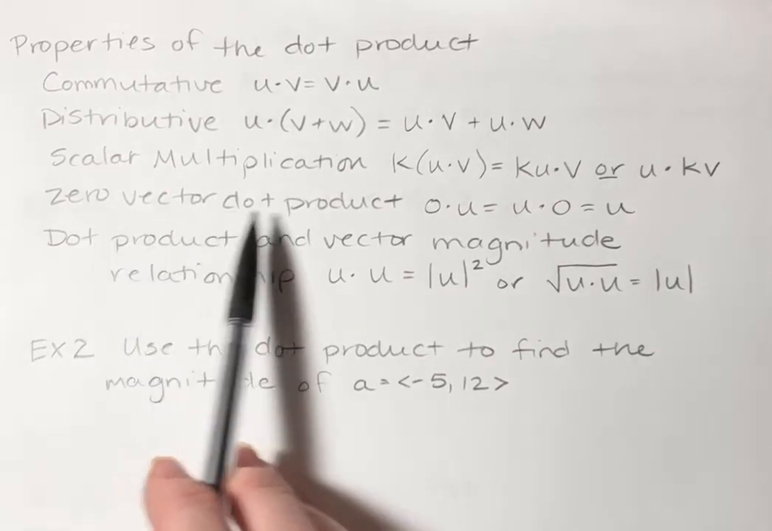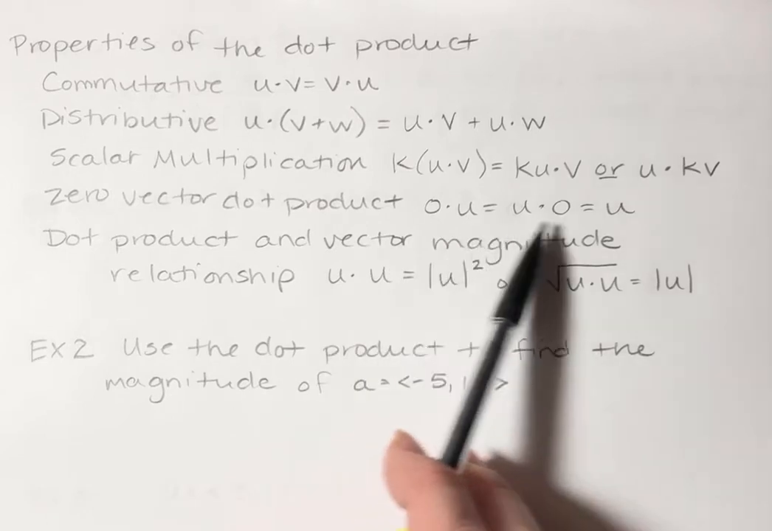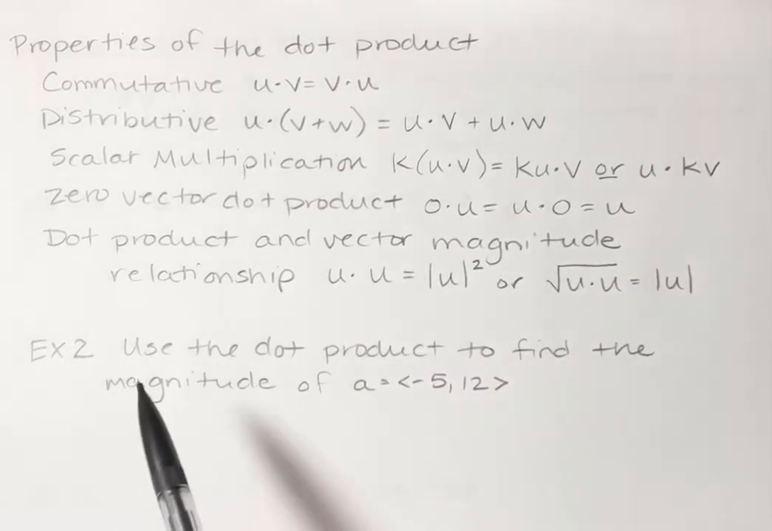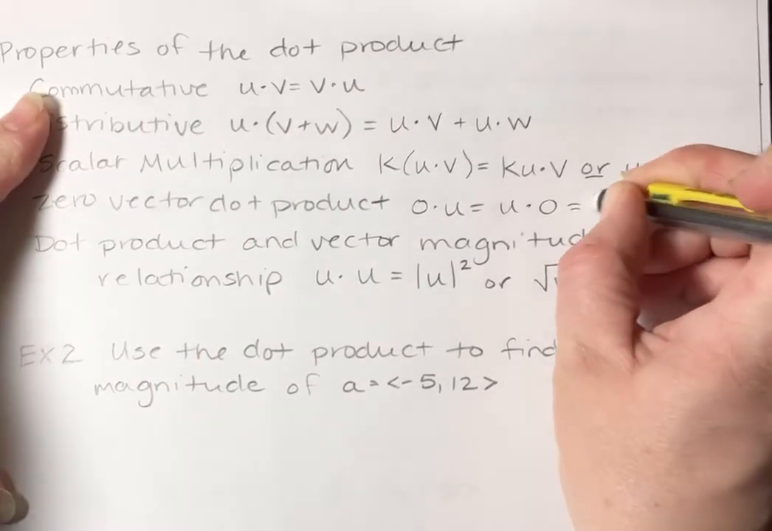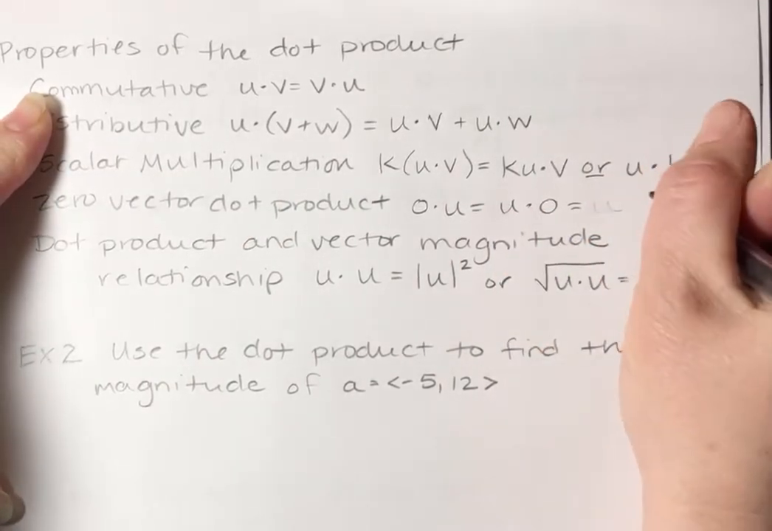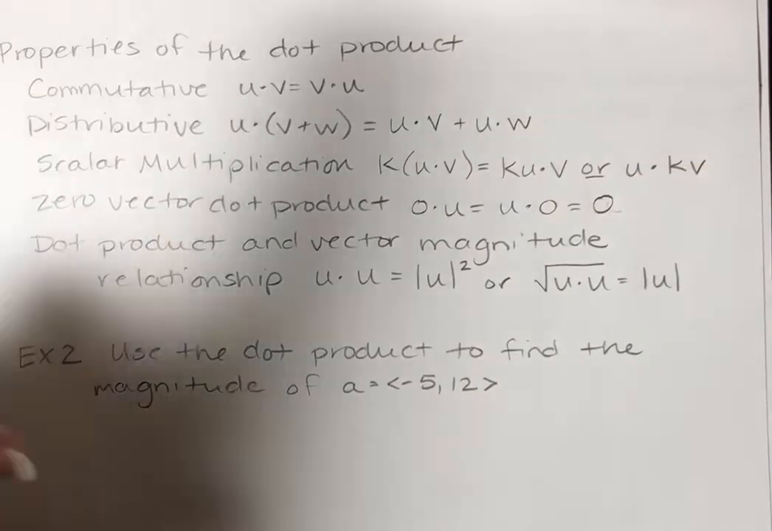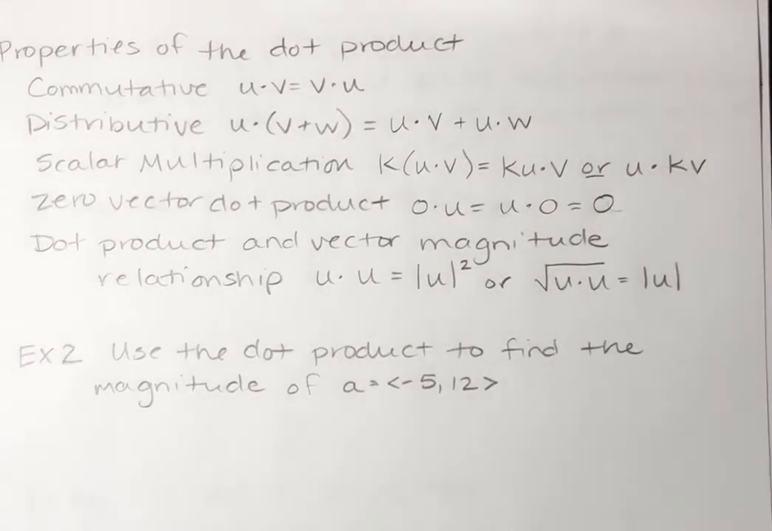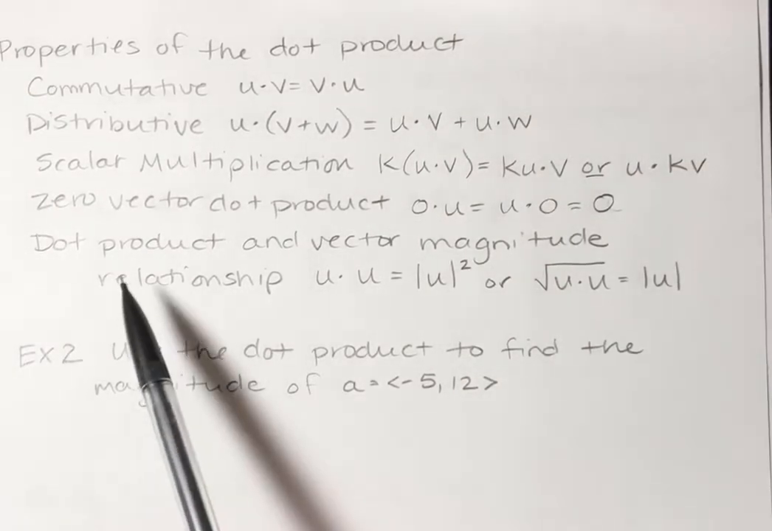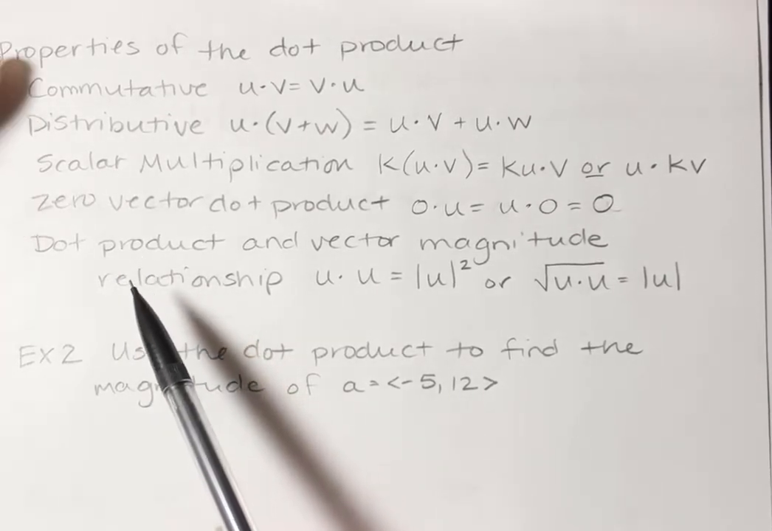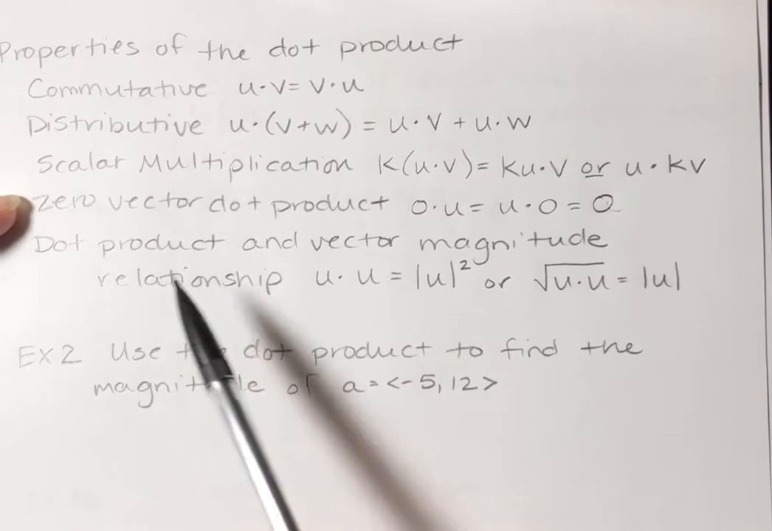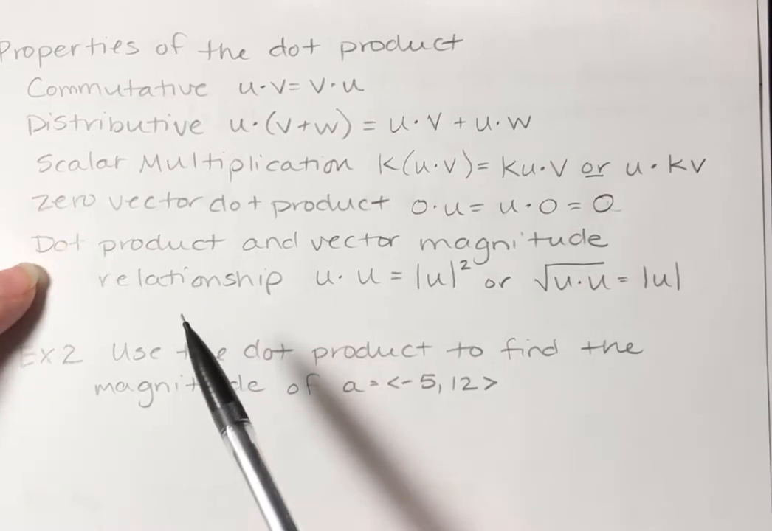If I do the dot product with zero vector, I always get 0. And I just realized that there should be a 0 on here. 0. I always get 0. All right. These don't really come up very often. There's not a lot of problems that actually involve those. This is what you're going to see.